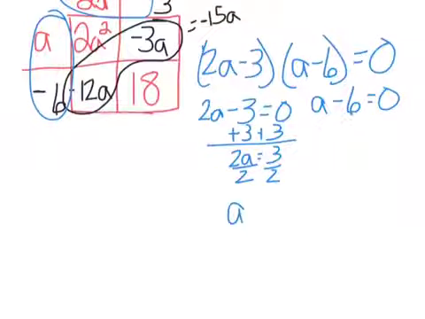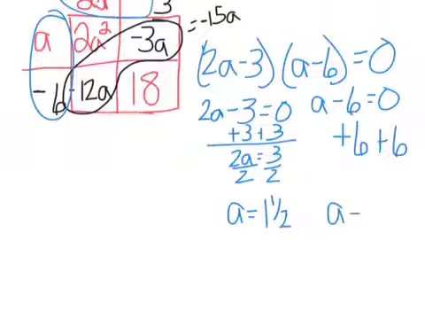a equals 1 1/2. Since it's improper, you should always write this in simplest form. To solve the second one, I add 6 to both sides, getting me a equals 6 for my second solution.